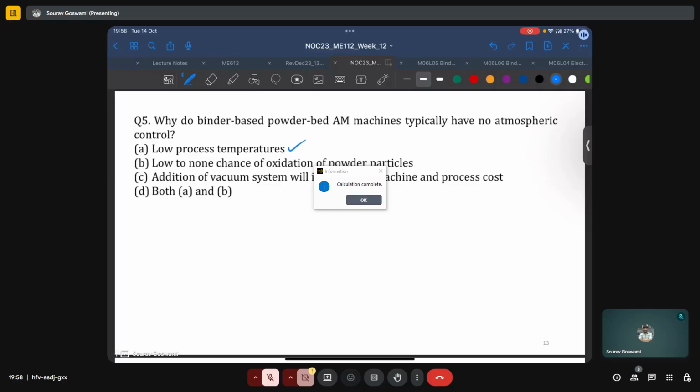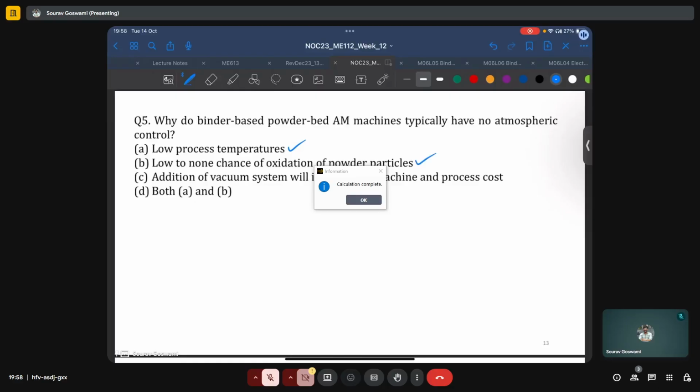So unless the powder material is susceptible to corrosion or oxidation under ambient conditions, then there is no further chance of oxidation of powder particles during the binder-based powder bed AM process. So option B is also correct.